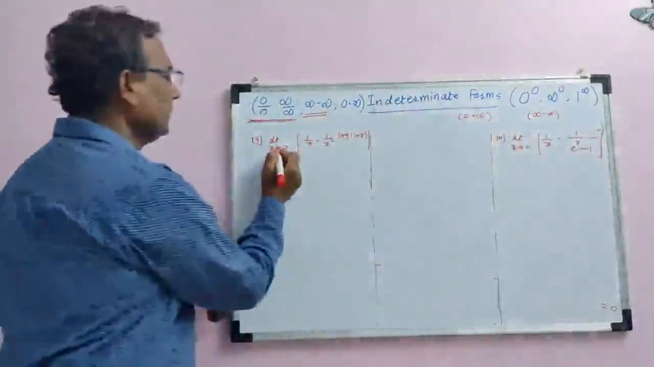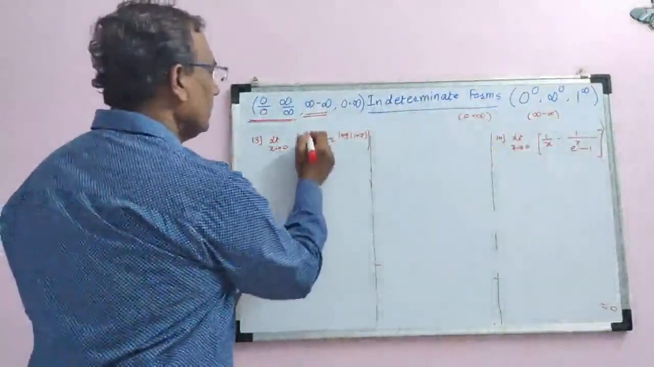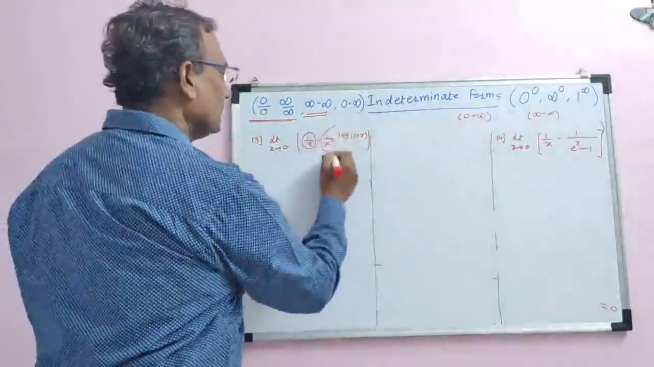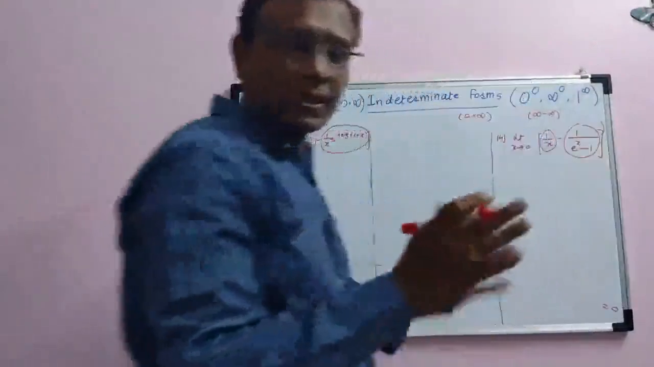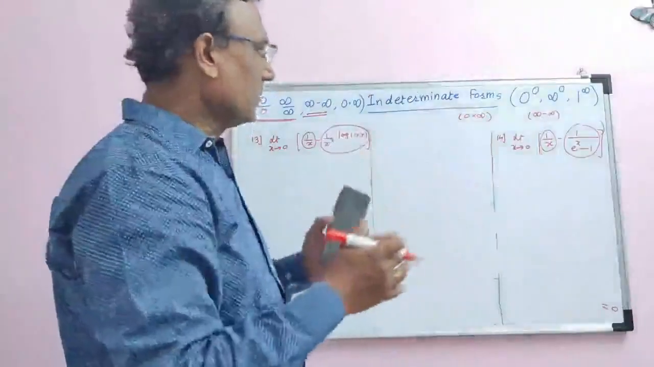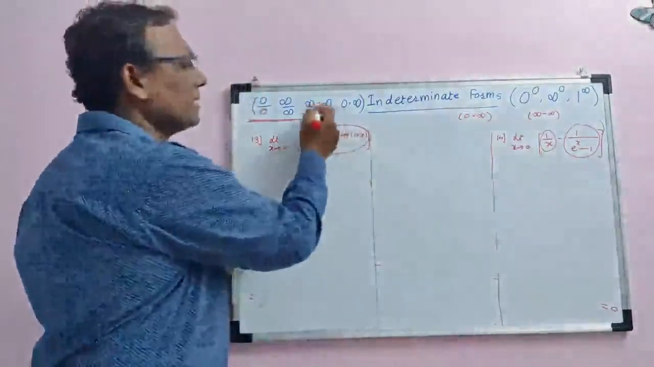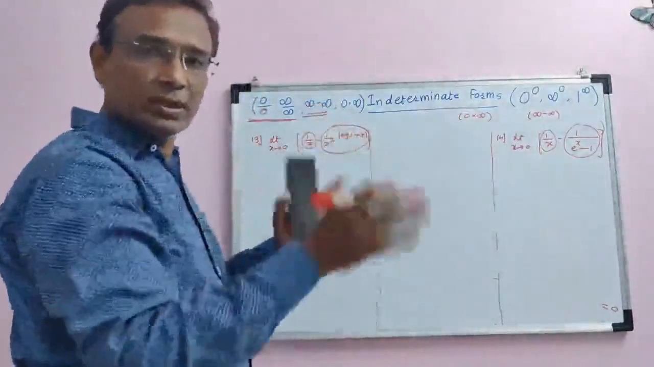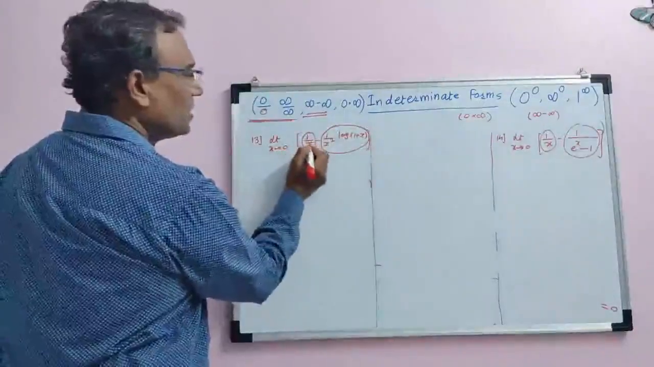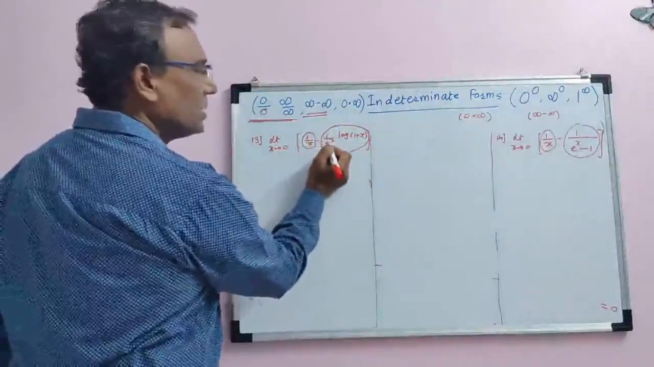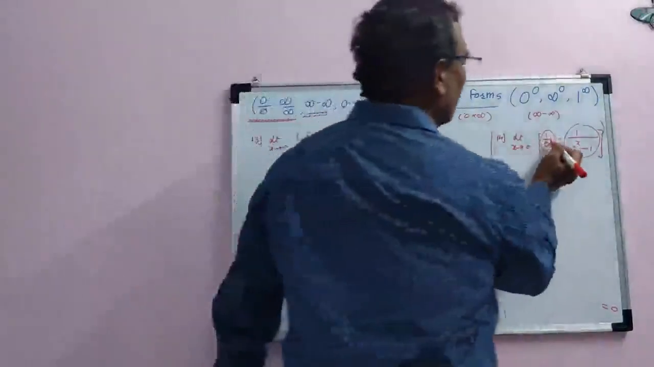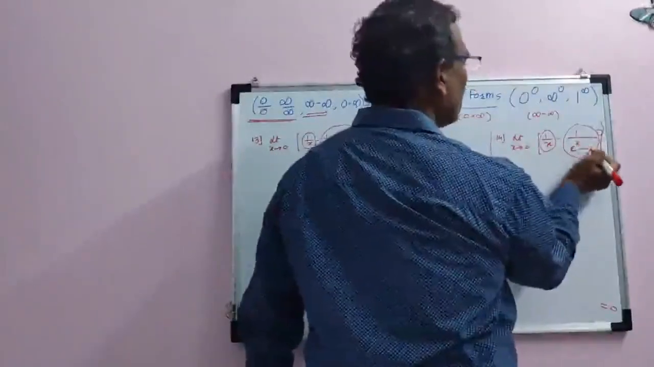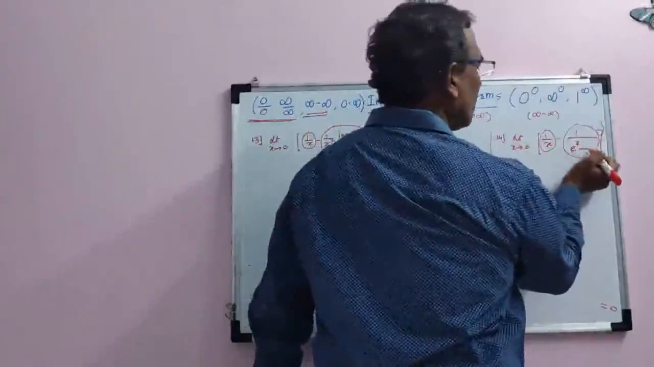Next problem, limit x tends to 0, this term minus this term. Okay, if there is a minus sign between two terms, then we can say it is infinity minus infinity form, but that is not the general rule. For x equal to 0, 1 by 0 is infinity and 1 by 0 is infinity. Now here 1 by 0 is infinity and e raised to 0 is 1 and 1 minus 1 is 0 and 1 by 0 is infinity.